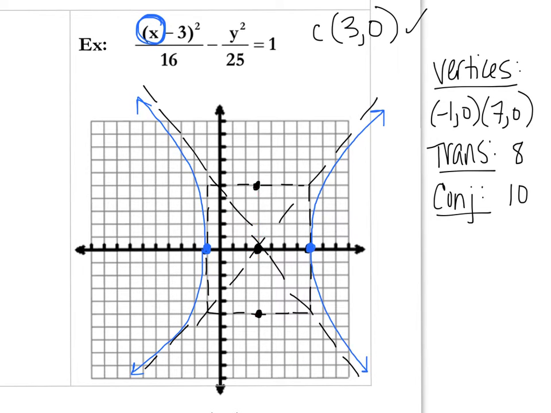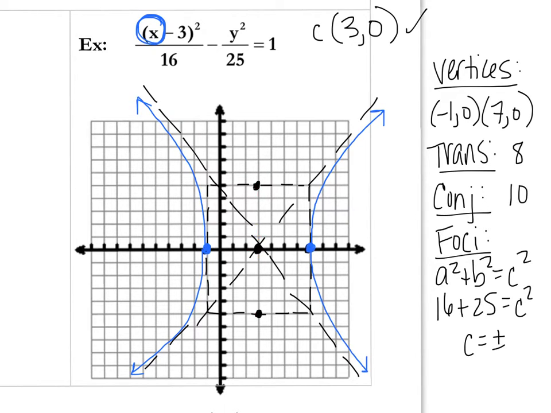Another thing I have to do now is figure out what the foci are. And so how I'm going to do that is I'm going to use a squared plus b squared equals c squared. I'm going to zoom over here a little bit. A squared plus b squared equals c squared. So remember, the a squared is the 16. The b squared is the 25. That means my c equals plus or minus radical 41. And so from there, I'm going to start on the center, and count to the left radical 41 and to the right radical 41. So just for an easy decimal, 41 is in between 36 and 49. So when I square root it, it's somewhere between 6 and 7. So I'll just do 6.5 just because it'll be easy to graph that way.